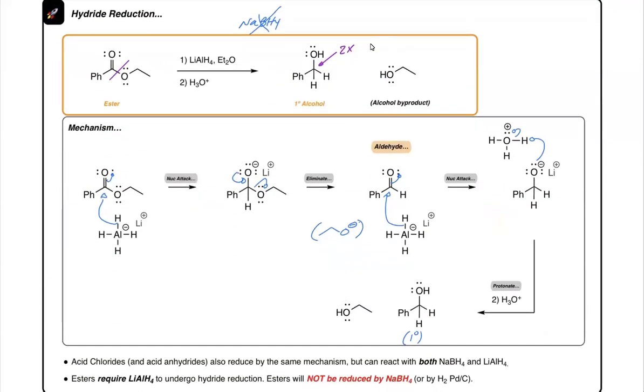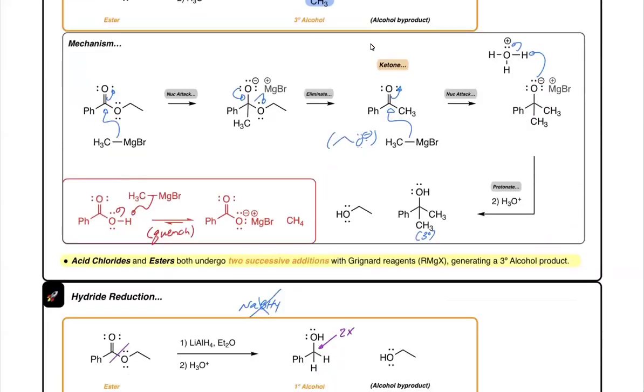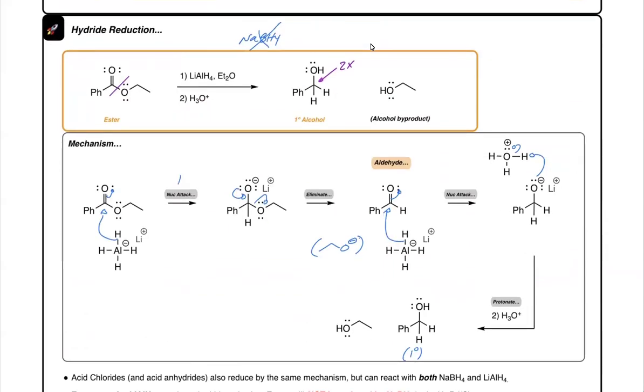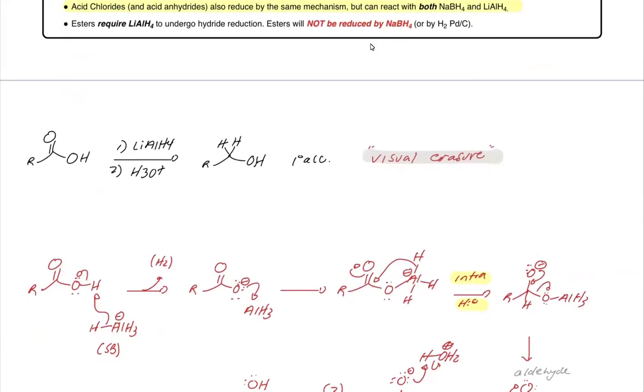Conceptually identical. We're just using, with a Grignard, a carbon nucleophile, and with LiAlH4, we're using a hydride nucleophile. Okay. Now, acid chlorides would also reduce by that exact same mechanism, but the acid chloride could be reduced by both NaBH4 and LiAlH4.